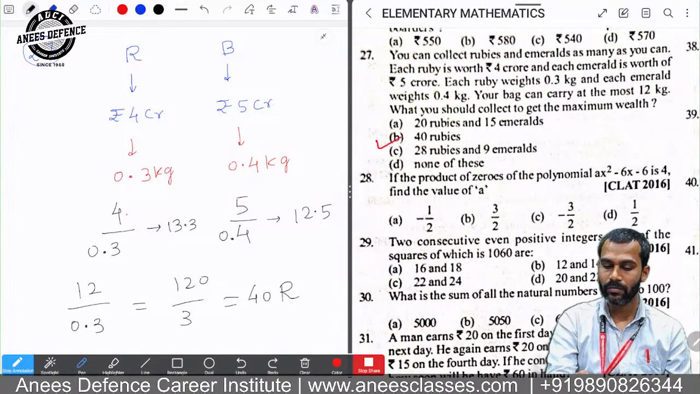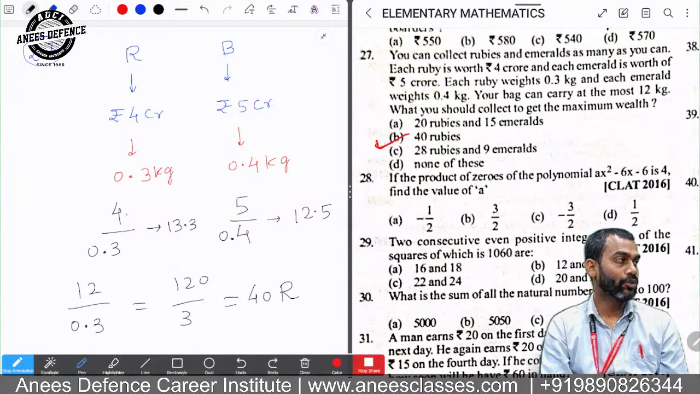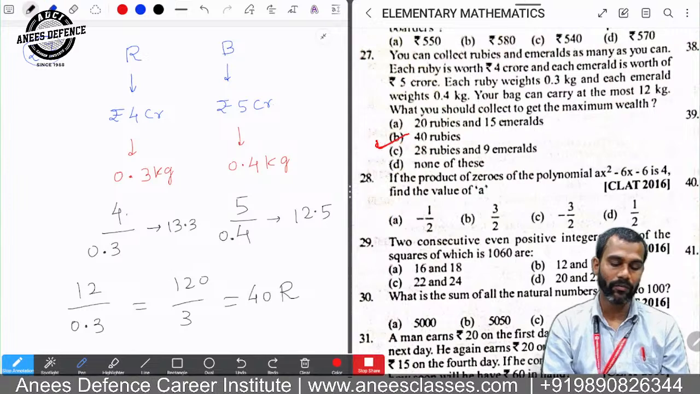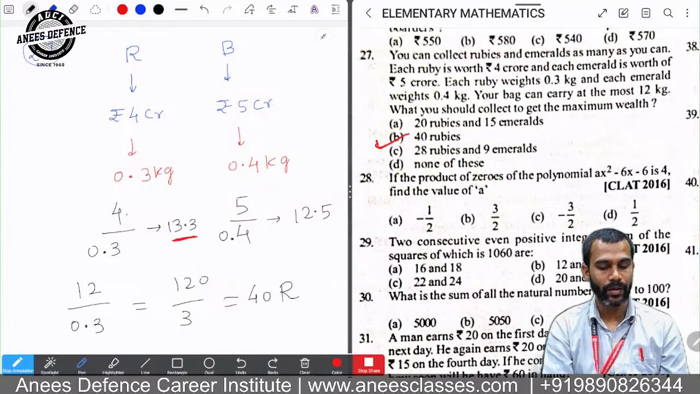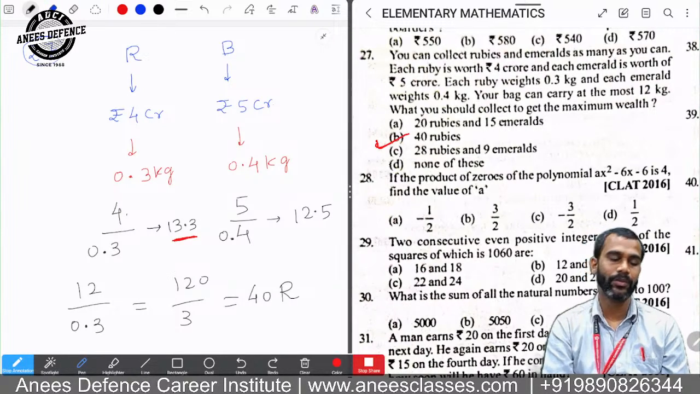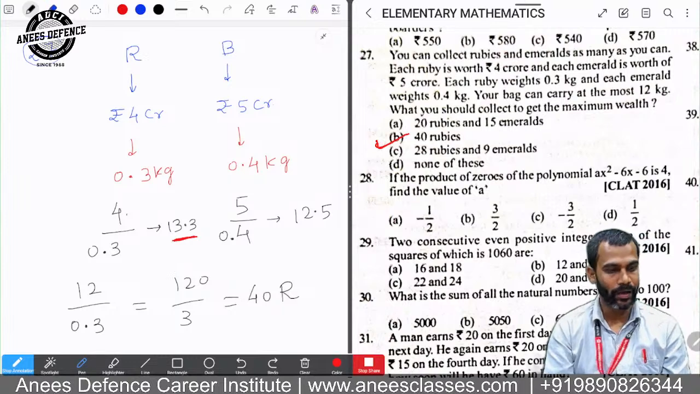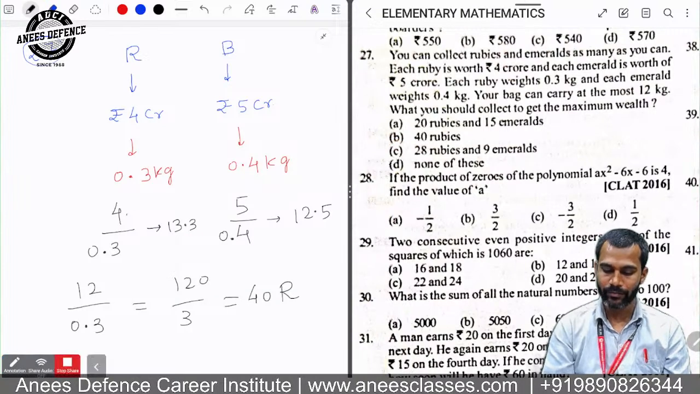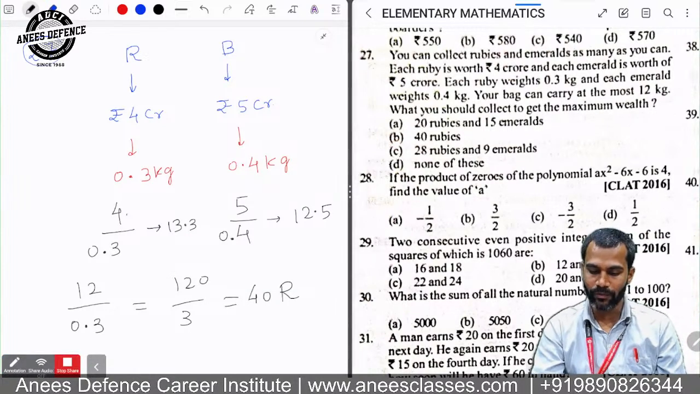Answer, okay, because 12 kg is the permissible weight. Yes or no? So per kg cost is maximum for ruby. That is why we have to take all rubies. Yes or no? I hope it is clear. Shall we move ahead? Very easy. Yes, online students, have you understood?